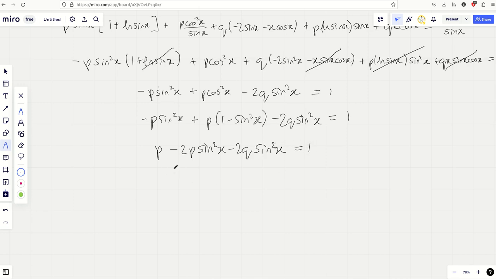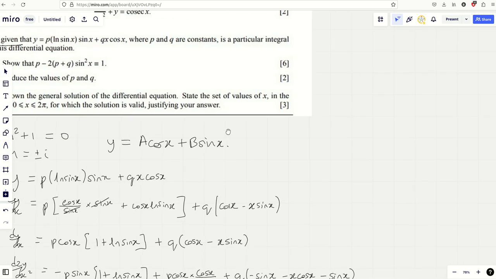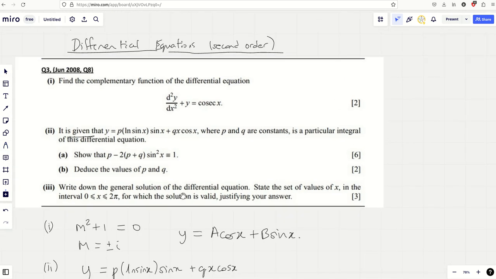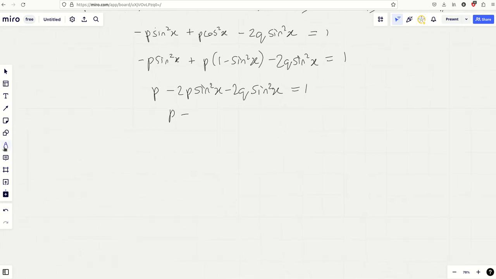Now, is that going to factorise nicely to give us, let's just check the format of the answer, minus 2 times p plus q sine squared. I think that's right, isn't it? Minus 2 p plus q sine squared x, because if I multiplied that out, it would give us the line above it, so it would give me minus 2p sine squared x minus 2q sine squared x. Perfect. So we've deduced it, yeah, as required.